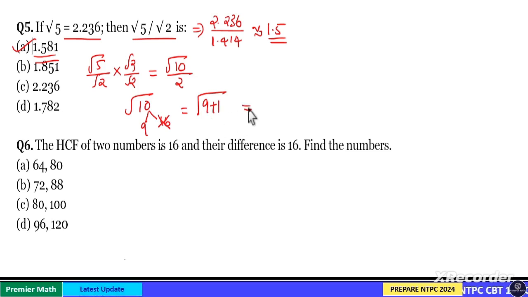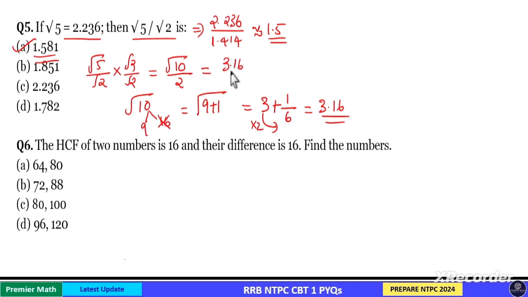Now root 9 is equal to 3. Now write the plus value and write the remaining value as it is. That is, write 1. Don't take root 1, just write 1. Now double of 3 is equal to 6. Now divide this 1 by 6. So 3 plus 1 by 6 is equal to 3.16. 6 goes 1 time in 10. 6 goes 6 times in 36. So 3.16. Now root 10 by 2 means 3.16 divided by 2, which is nearly 3 by 2, 1.5. So option A is your answer.